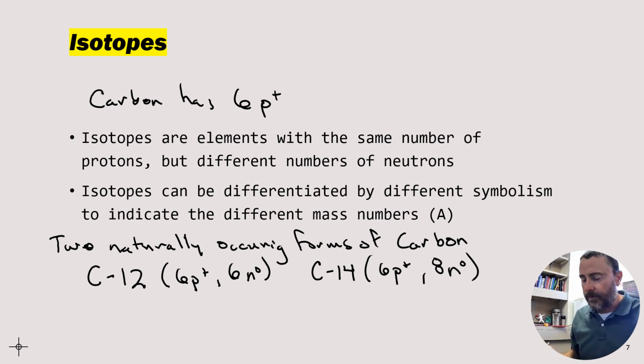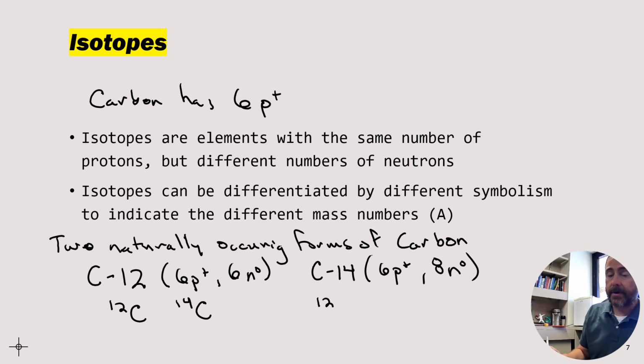Another way that we can write these is to write down the mass number as a superscript. So we could see this as carbon 12 like this and carbon 14 like this. And even further, another way that people write this is, we write the mass number as a superscript, and we can write down the atomic number as a subscript beforehand, like that.